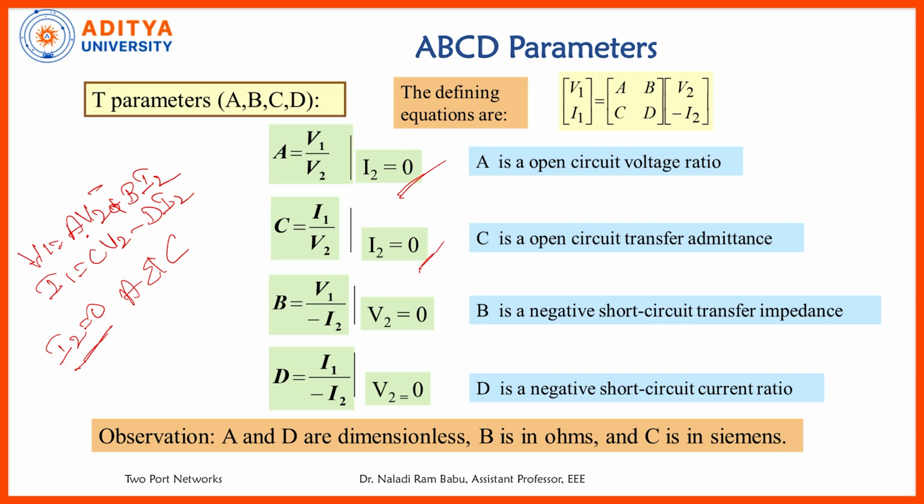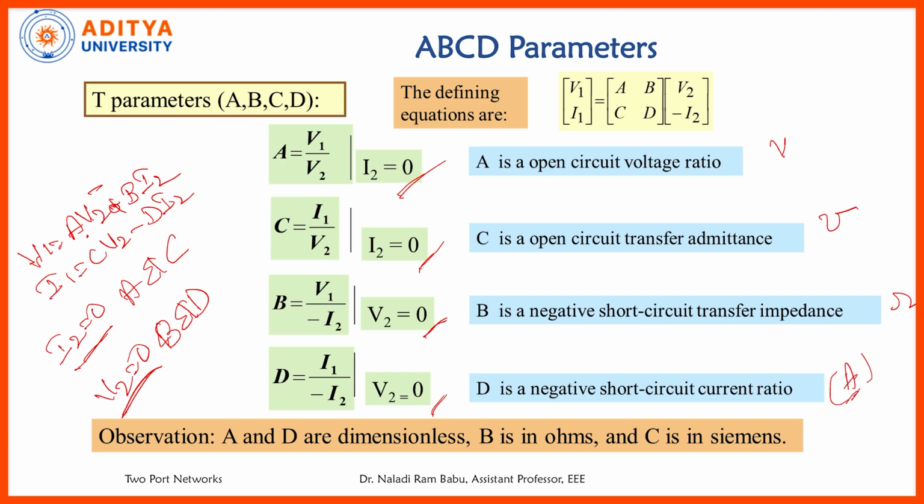Now, in order to get B and D, V2 should be kept 0. For V2 equal to 0, B is equal to V1 by minus I2. In that case, the secondary is in short circuited condition. In a similar manner, D is equal to minus of I1 by I2. Therefore, A is dimensionless, C is in terms of mho, B is in terms of impedance, and D is dimensionless.